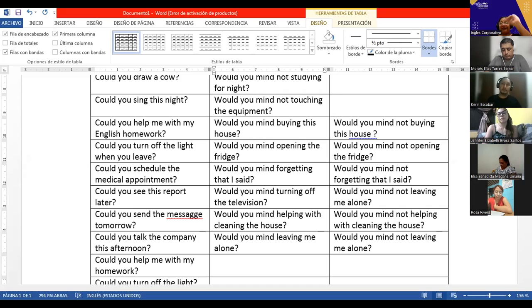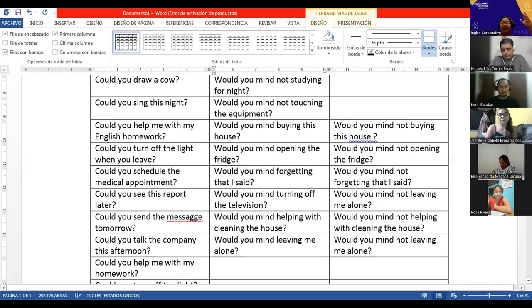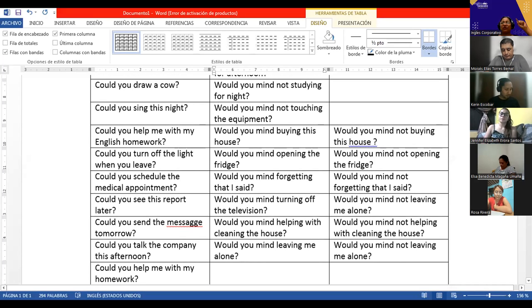Entendido. Okay, guys. De eso se trata with these exercises, right? Because in this case, when you write, is when you can check if you have doubts or if you have understood or not. Y como todos hicieron el ejercicio, now, okay, guys, thank you very much. You can stop sharing. Thank you, Jennifer.